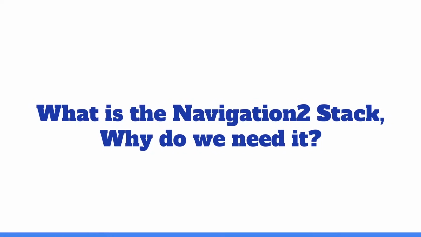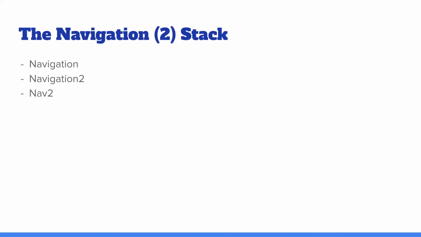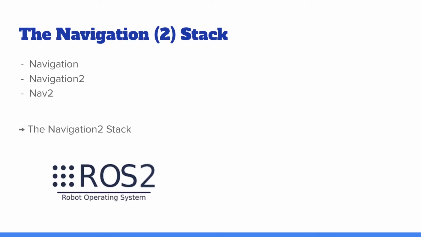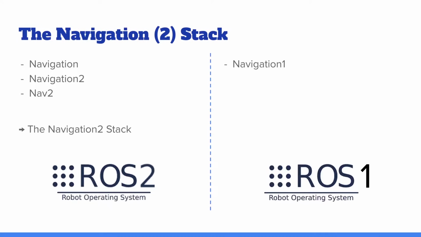What is the Navigation 2 stack and why do we need it? Before we get started, let's just be clear on the terms we are going to use. When I talk about navigation, Navigation 2, Nav2, well, this is all the same. I am talking about the Navigation 2 stack in ROS2. Unless I specify that I talk precisely about Navigation 1 and ROS1, then when I say stuff like navigation and ROS, I am targeting Navigation 2 and ROS2.